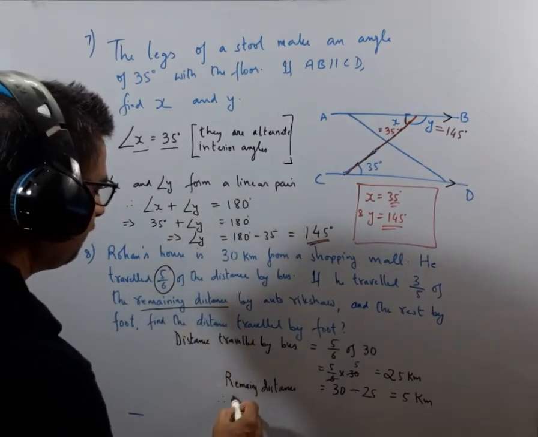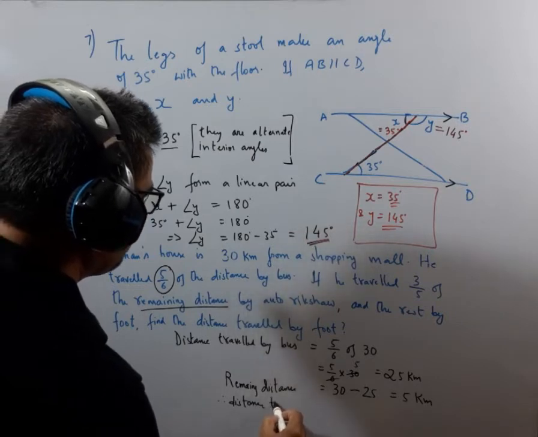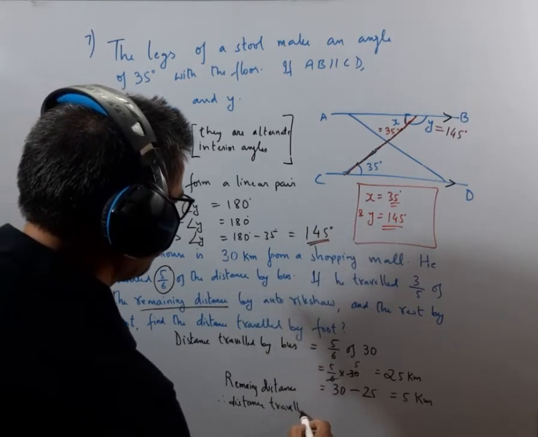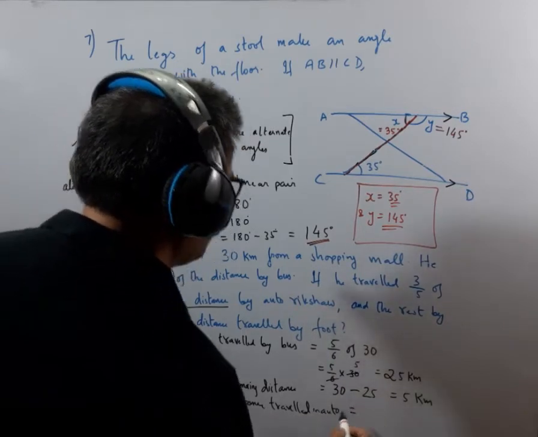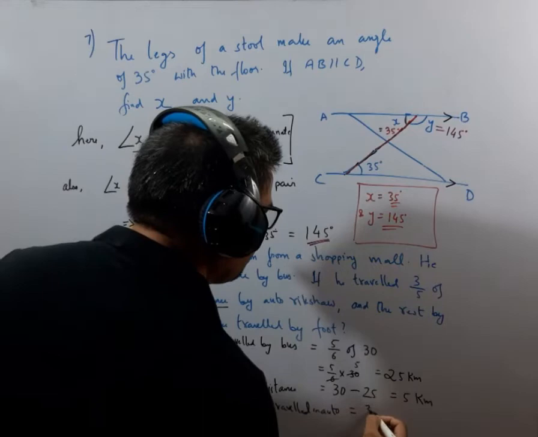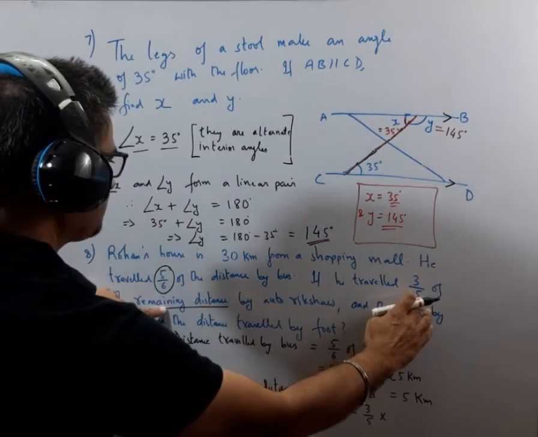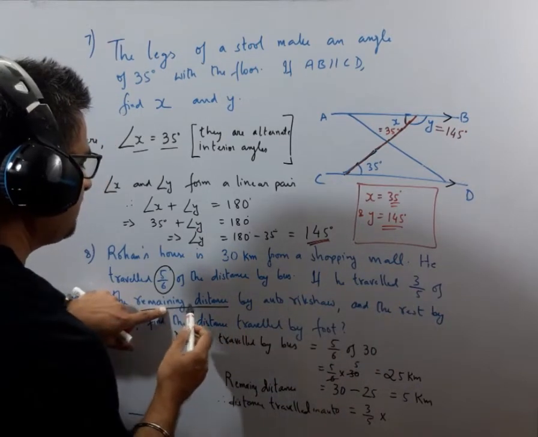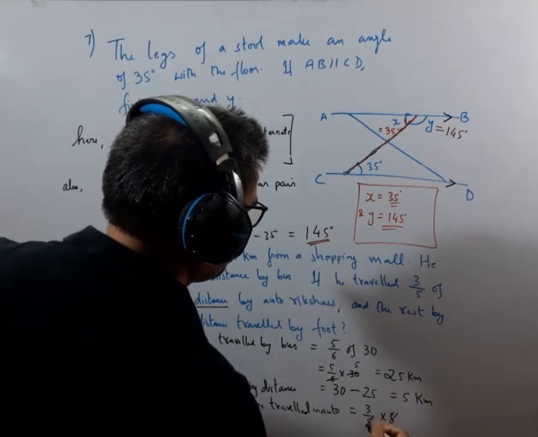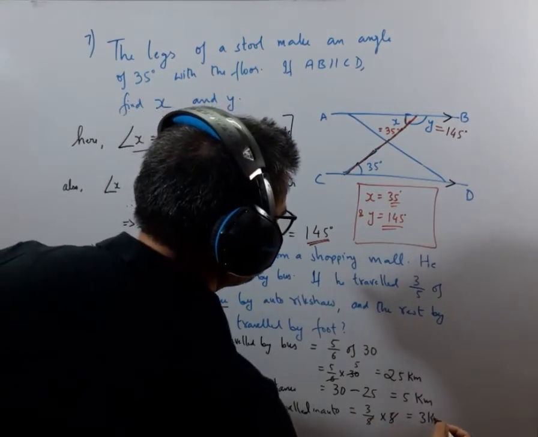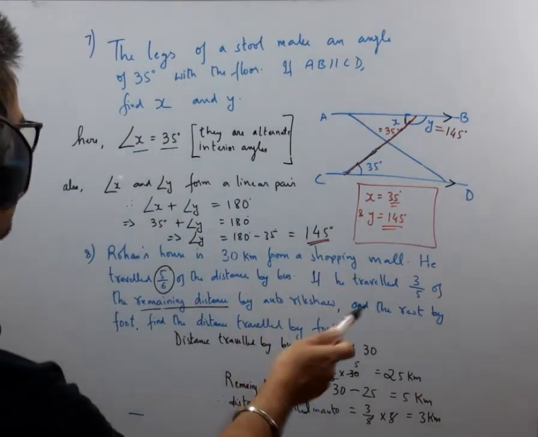So, therefore, the distance traveled in auto is equal to how much? 3/5 of 5. It's 3/5 of the remaining distance. And what is the remaining distance? It's 5. And that's why it is 3/5 of 5. So this gives us 3 kilometers. So he travels 3 kilometers by auto rickshaw and the rest by foot.